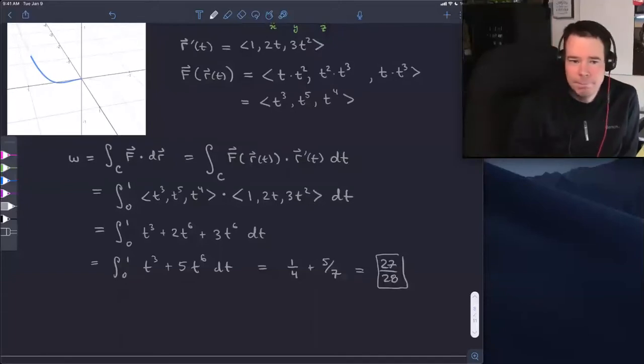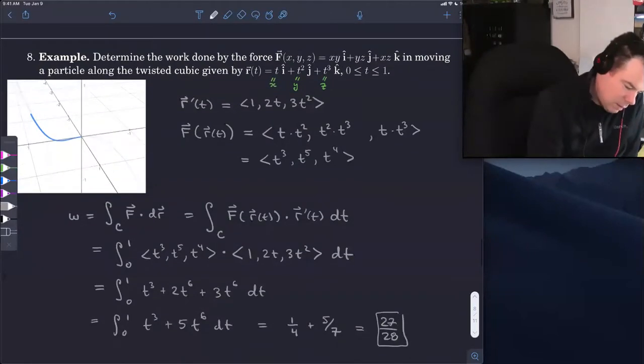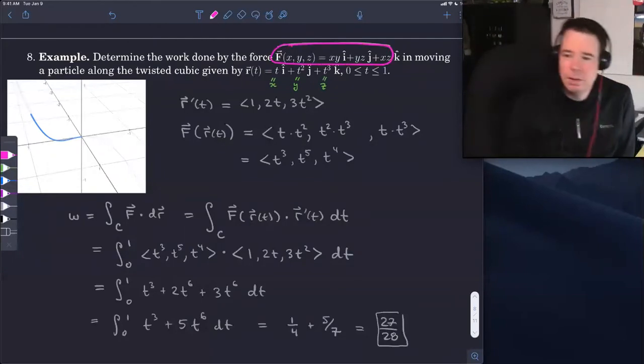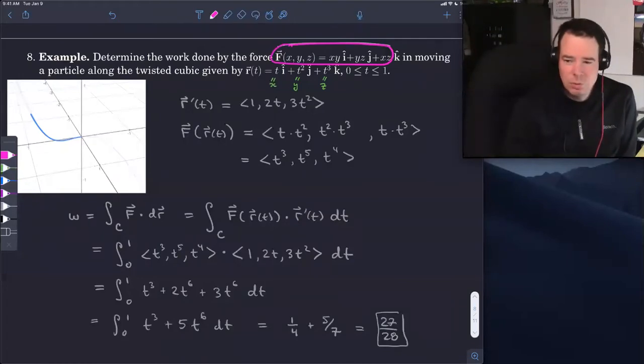So, yep, go for it. Why is it not the magnitude of r prime of t? Yeah. Because this is a vector field now. It's not a scalar field. So I have to convert it to a scalar function to integrate. And so I'm converting it by using the dot product.